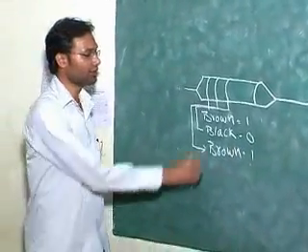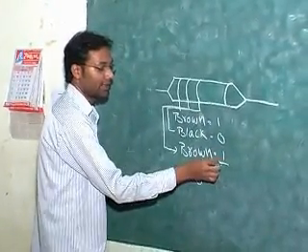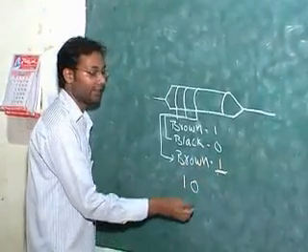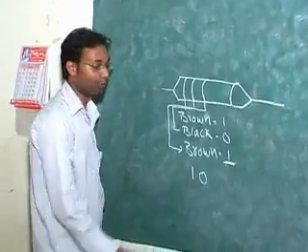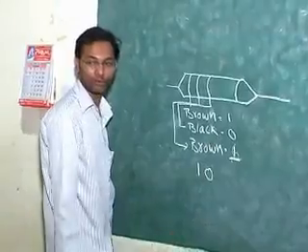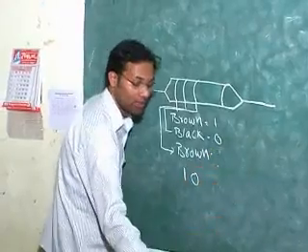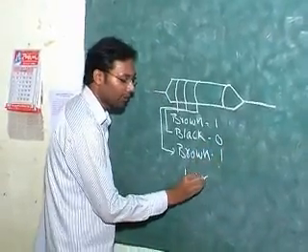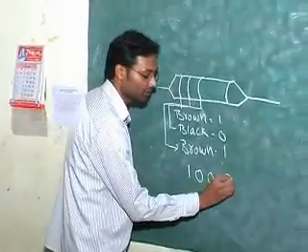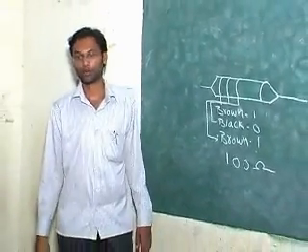Write down the first two colors as numbers, like this: 1, 0. For the third color, instead of writing a number, write that many zeros. If you have 6 here, write 6 zeros. If you have 3, then 3 zeros. We have 1, that's why we write only one 0. The value is 100 ohms.